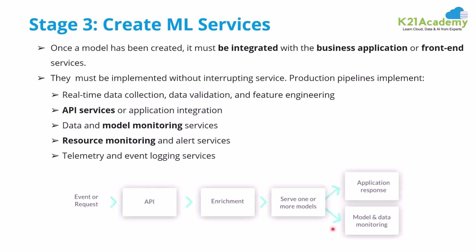Then comes a very important thing. Once you have the model in place, you would like to call this model via an API. You would like to serve this model on one or more infrastructures, and the response of the model and the data needs to be monitored. So the application response that it gives, whether it is biased or non-biased, whether it is ethical or not, can be evaluated. Apart from that, looking into the model and the data based on the response is also very important.